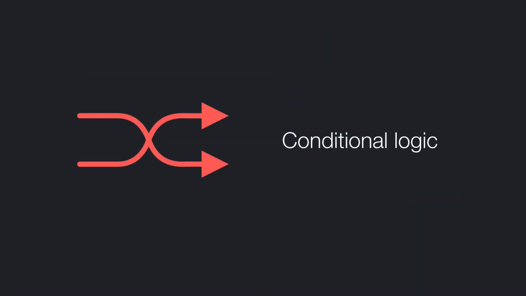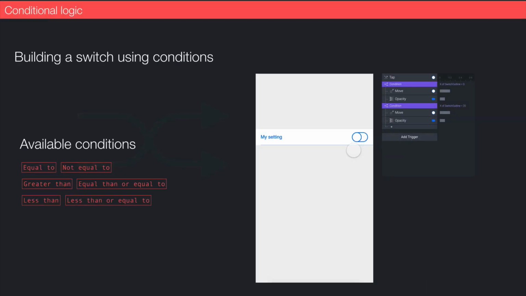So now we're going to have a look at some of those features in a bit more depth. So, conditional logic. You can see here I've got that iOS switch again, just animating left and right, and you can see to the right of it the interaction stack of how that's being achieved.